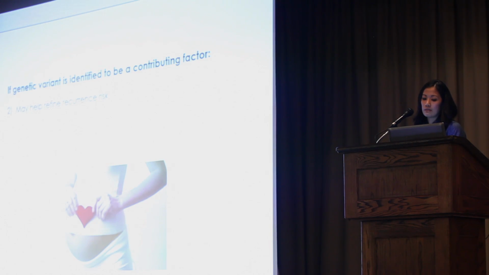Learning that there's a genetic variant can also help us as genetic counselors refine the recurrence risk for the families. So what is the chance of having another child with autism?